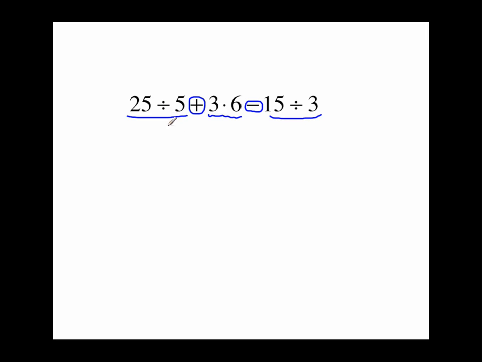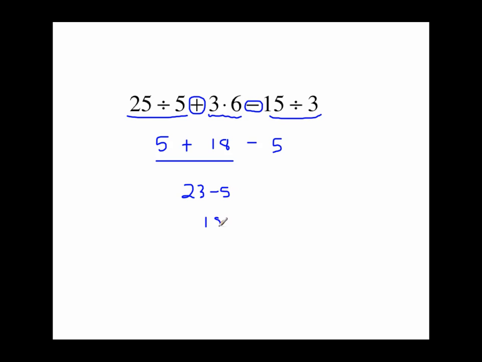So 25 divided by 5 is 5. There is still a plus sign right here. 3 times 6 is 18 minus 15 divided by 3 is 5. Now we've got the problem to all addition and subtraction, and we know what to do. Work our way left to right. 5 plus 18 is 23. 23 minus 5 is 18.